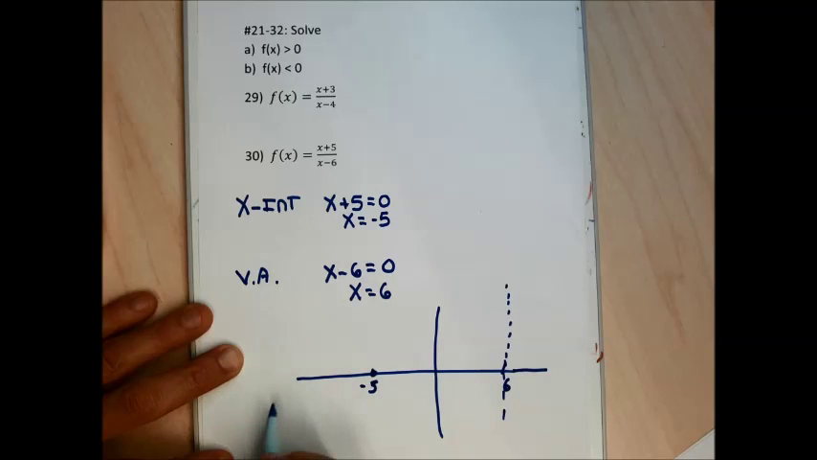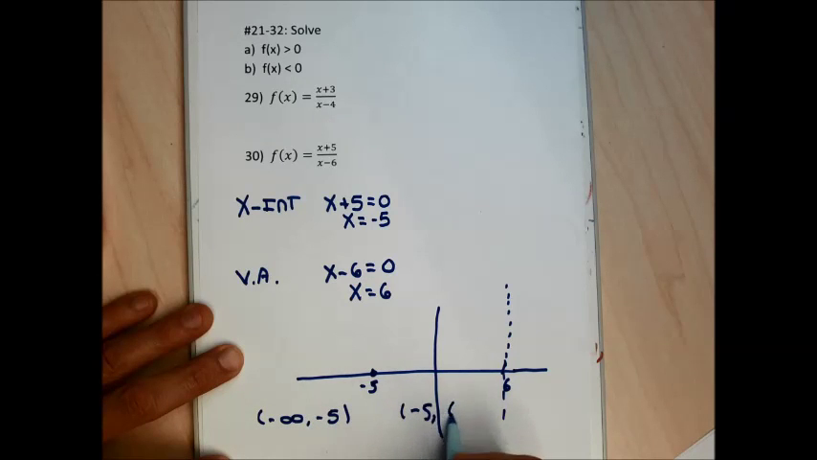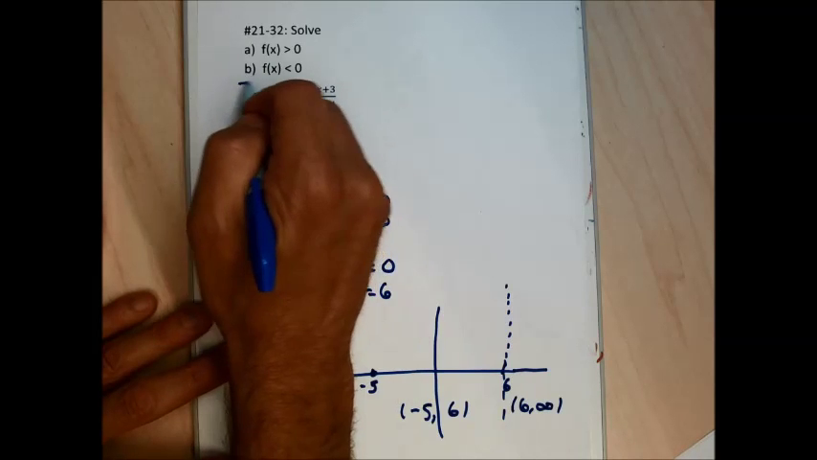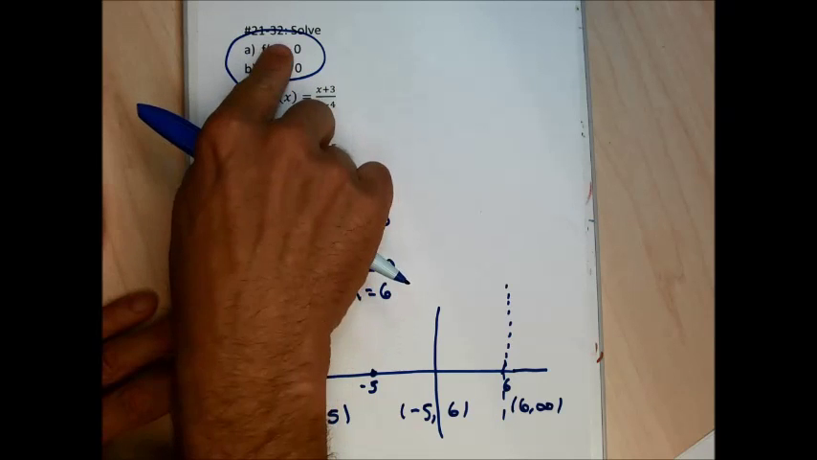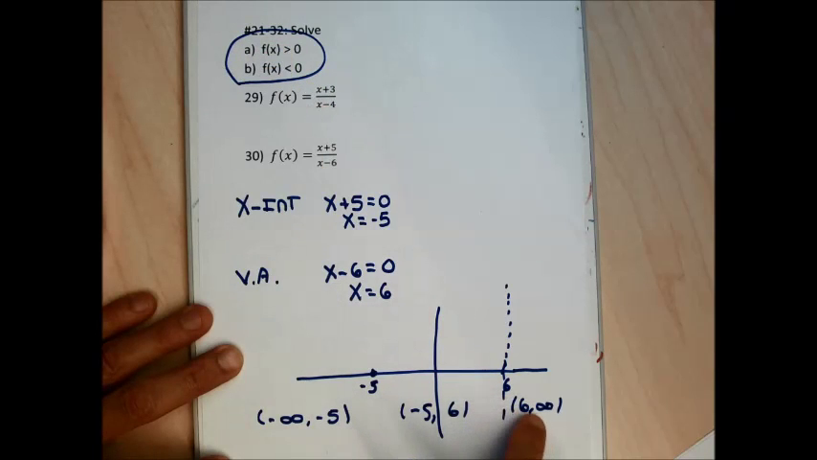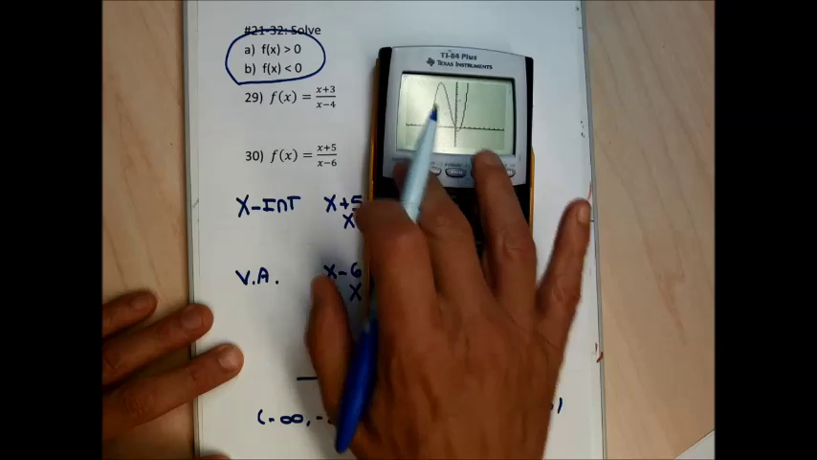The intervals I'm going to create are -∞ to -5, -5 to +6, +6 to infinity, all round brackets because neither of the problems ask for an or equal to. If there was an or equal to, the vertical asymptote would still get a round bracket, but the x-intercept would get a square bracket. Let me graph this with a standard window, and hopefully I can see everything I need to see.